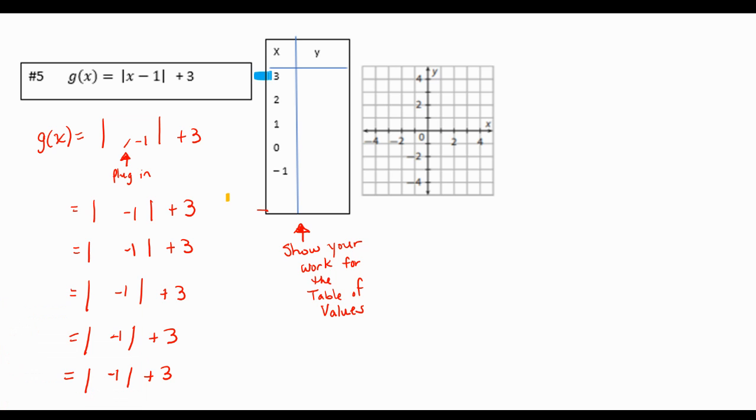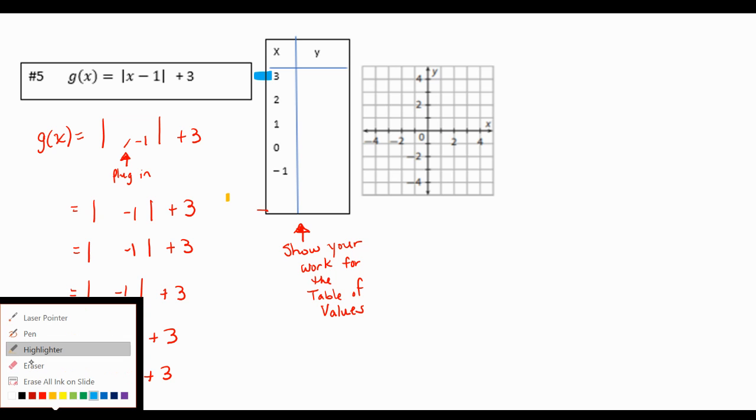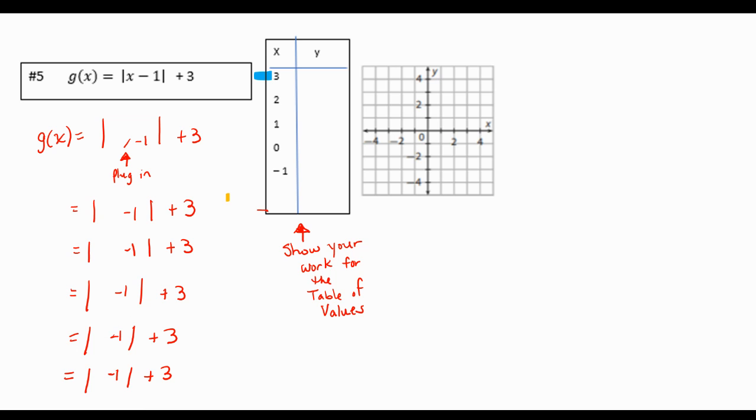Okay, so I'll plug this 3 in first. I'm sorry, I lost my X. Hold on, I want to put it back. All right. So I'm going to plug in a 3. Then I'm going to plug in a 2. Then I'm going to plug in a 1. And I'm going to plug in a 0. And then I'm going to plug in a negative 1. And then I'm going to do the math for each one.